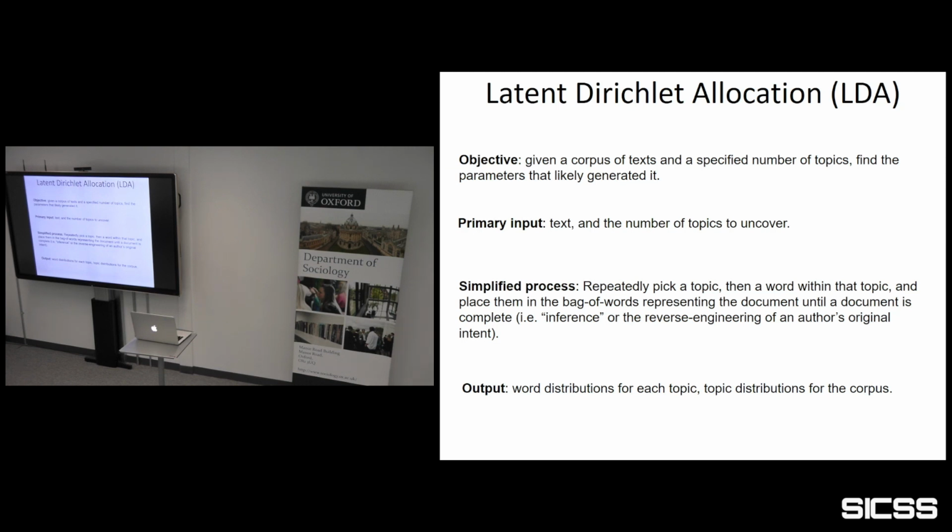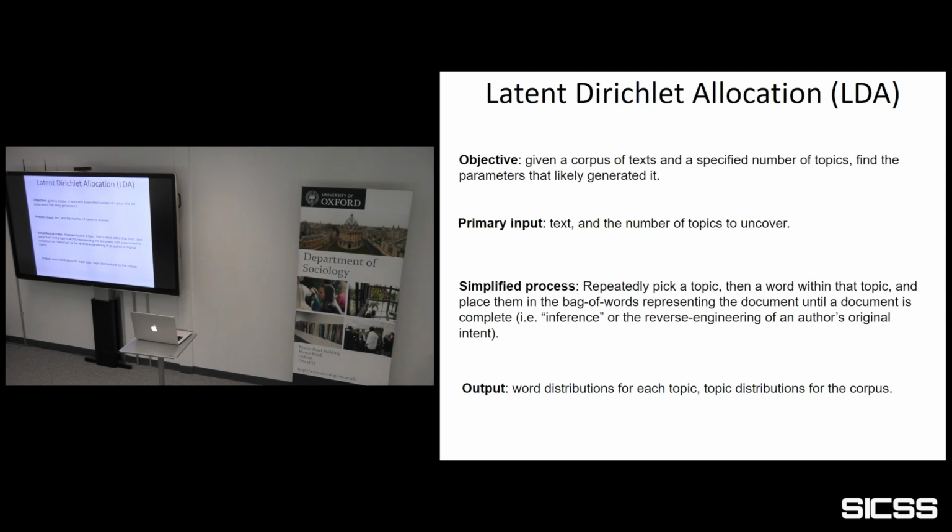So the objective is, given a corpus of text and a specified number of topics, find the parameters that likely generated it. Recreate, in a very basic form, the intent of the speaker in terms of what they wanted to talk about. The primary input is the text and the number of topics you want it to uncover. And then basically the process is, okay, the algorithm's been told how many topics there are. It has a corpus of words because you provided it a text.